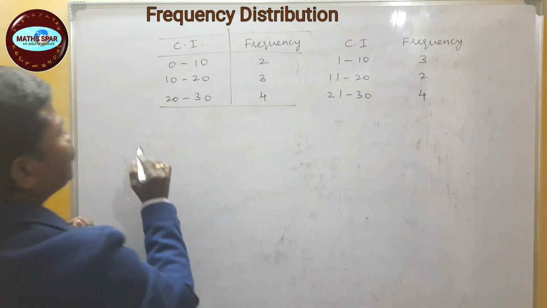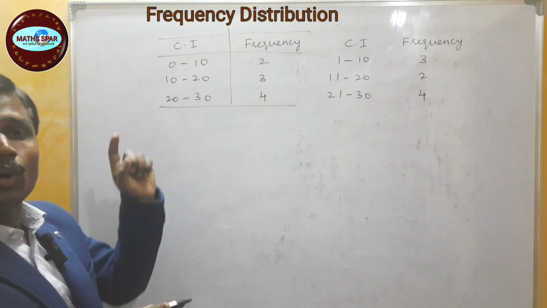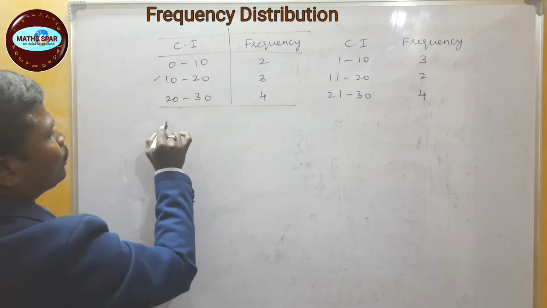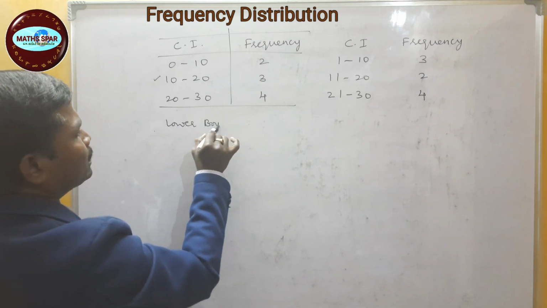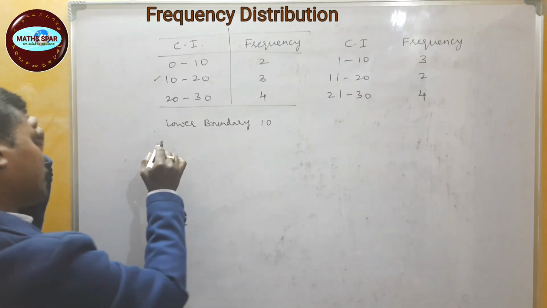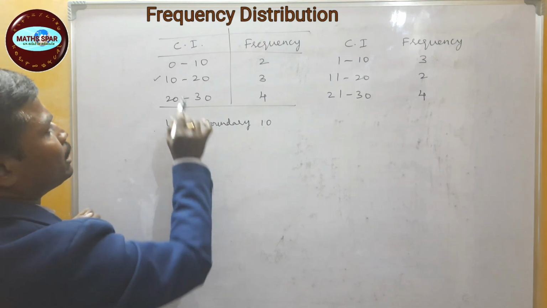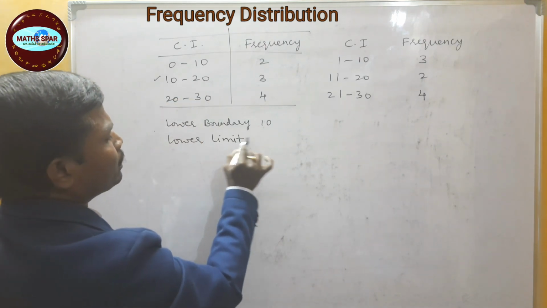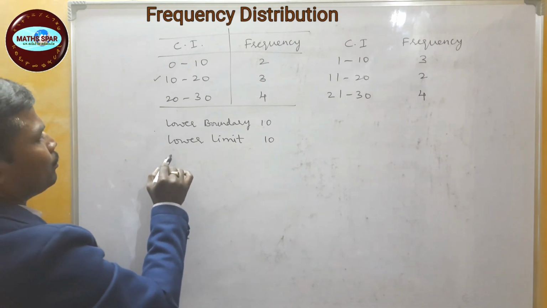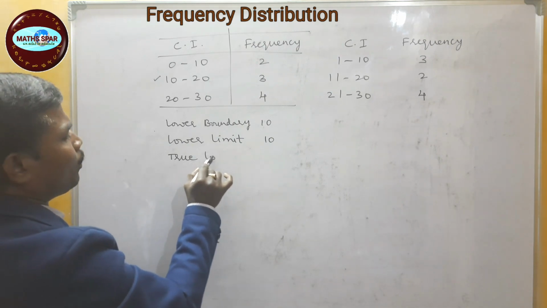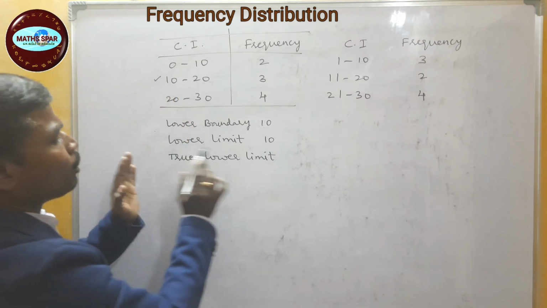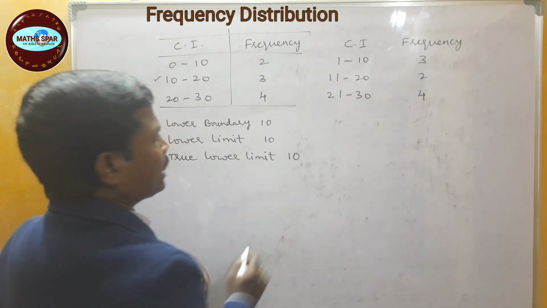Then if you consider this class interval table, what is the lower boundary of the second class interval? The second class interval is 10 to 20, so the lower boundary is 10. Then what is the lower limit of the second class interval? Lower limit is 10. Then what is the true lower limit of the second class interval? The true lower limit of the second class interval is 10.